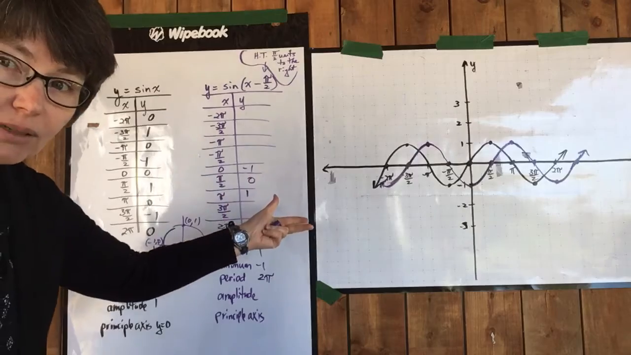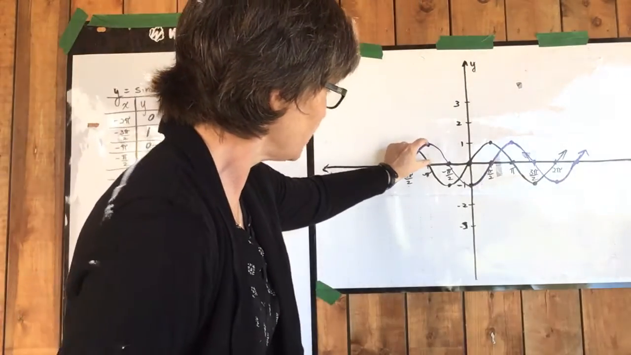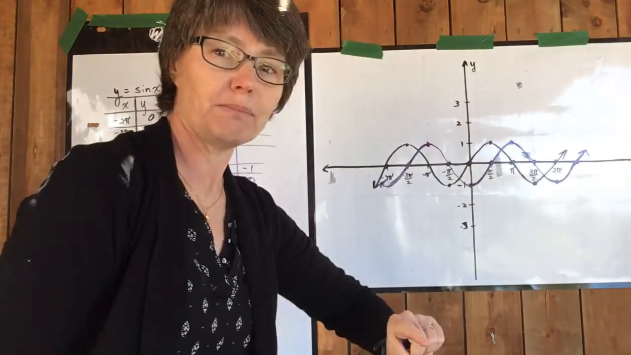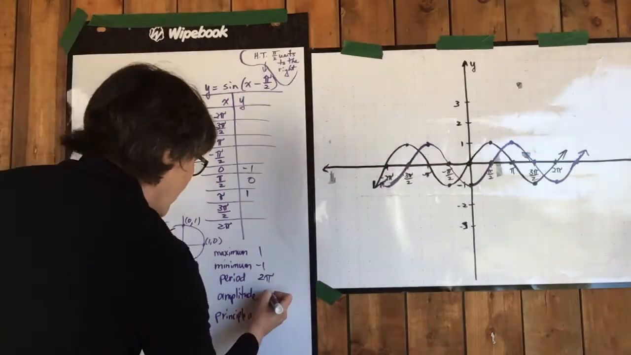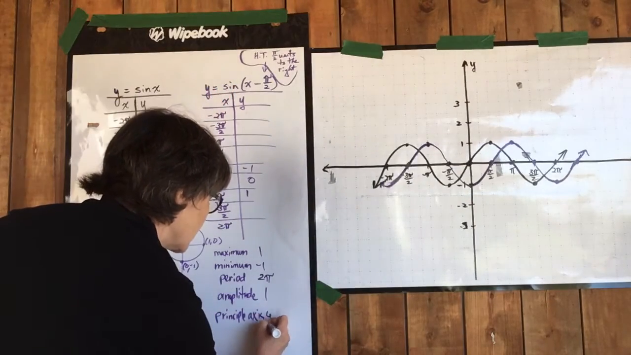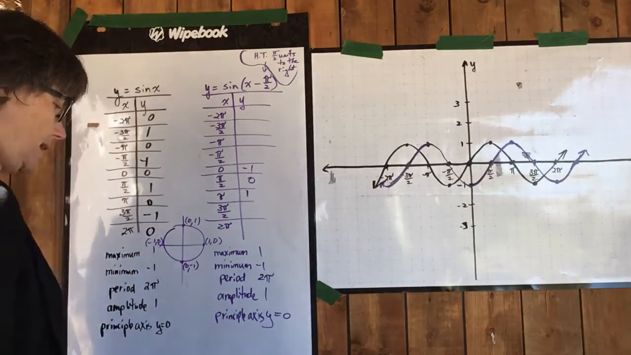Amplitude also remains the same. Amplitude is from the principal axis up to the maximum, or from the principal axis to the minimum. Stays the same, it's still 1. And the principal axis is still right there in the middle of the graph, which is our y equals 0.